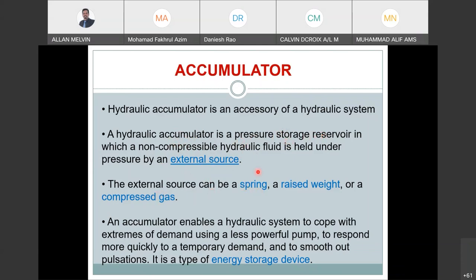The external source can be a spring. So you can keep it in a condition. The external source is actually a component which will create the pressure. Okay, so you can use a spring. In pneumatics you already saw the potential energy of a spring. So a spring can create potential energy. So this is based on mechanical. By nature, you can have a weight.